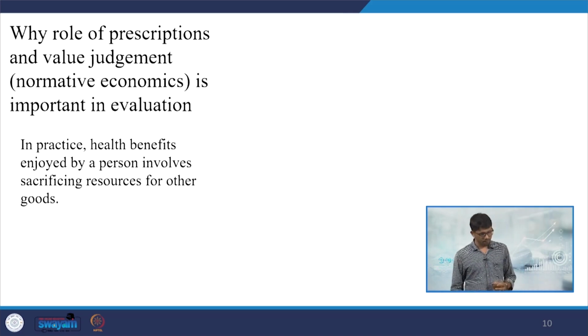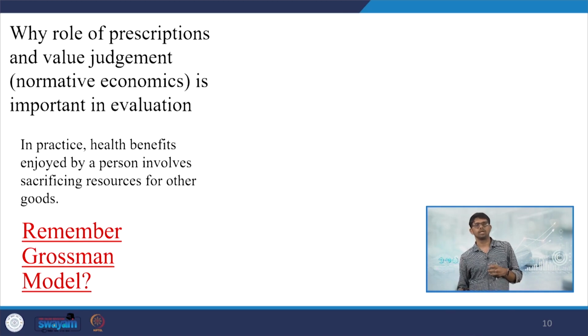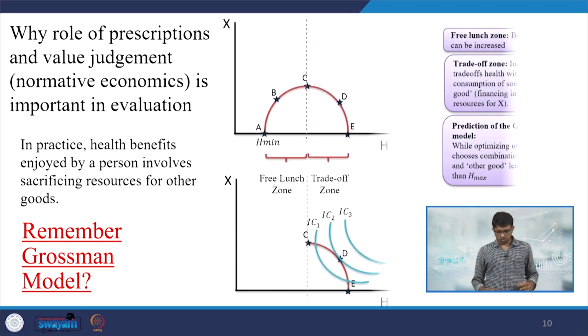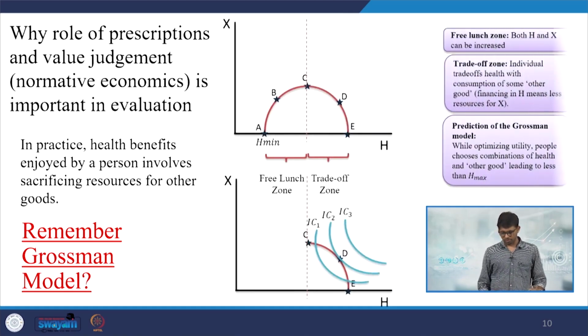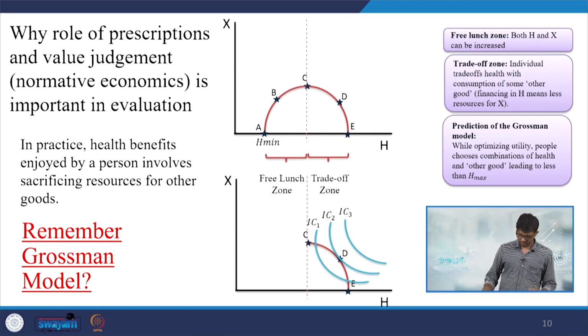Why is the role of prescriptions and value judgment important in evaluation, especially the normative economic evaluation which I have just discussed? In practice, health benefits enjoyed by a person involve sacrificing resources for other goods, which we discuss with the comparison of health goods H as against other consumption goods such as X. The trade off between X and H is discussed largely in our Grossman chapter and demand for healthcare chapter in detail. Again, we will also revisit. If you recollect correctly, you can understand the production possibility between H and X, tending from the minimum level of H till H.